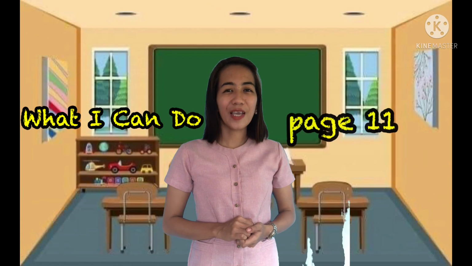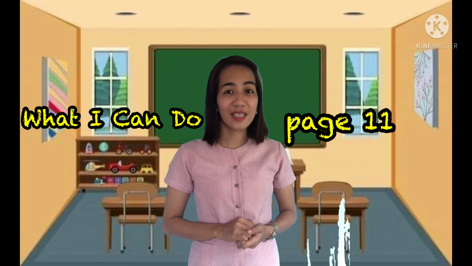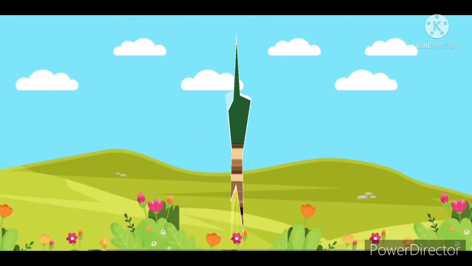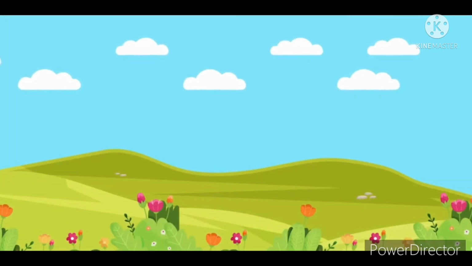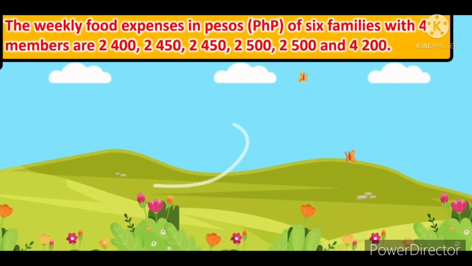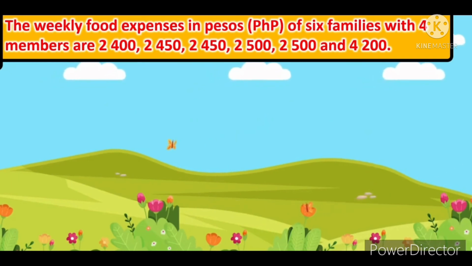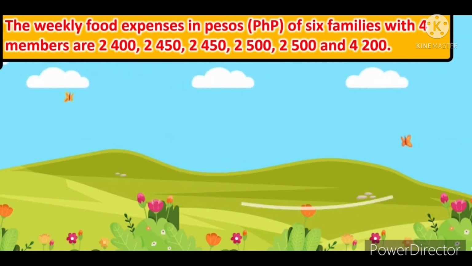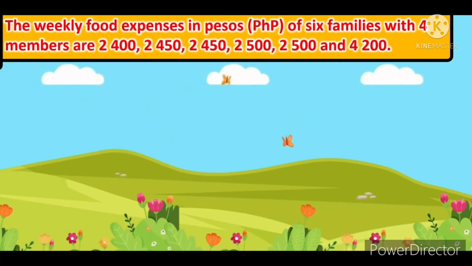For our last activity, please answer what I can do in page 11, in which we're going to analyze the situation and answer the questions that follow. We have 1 minute to answer this. So here's the situation. The weekly food expenses in pesos of 6 families with 4 members are 2,400, 2,450, 2,450, 2,500, 2,500, and 4,200.